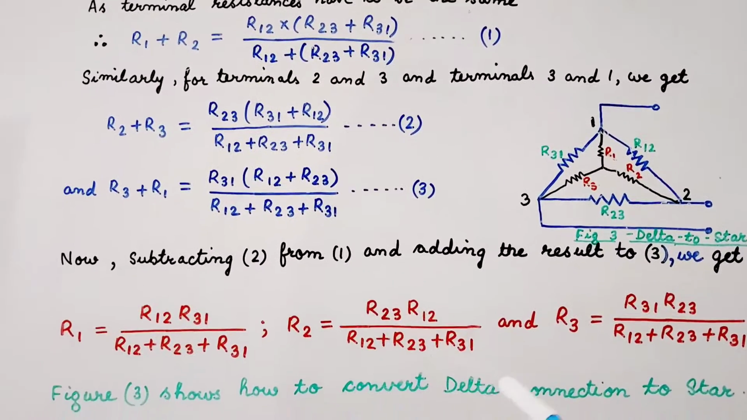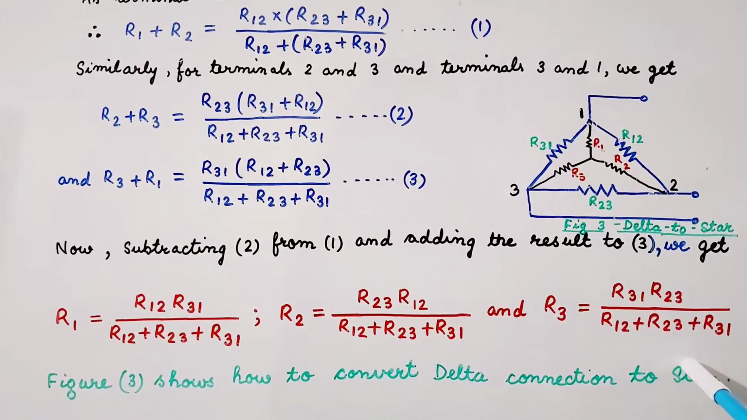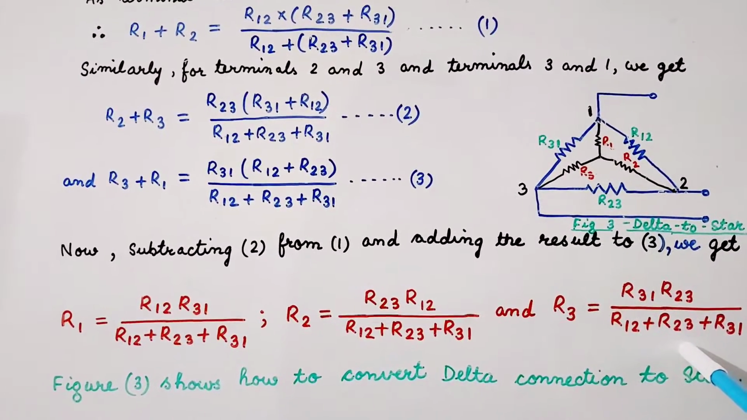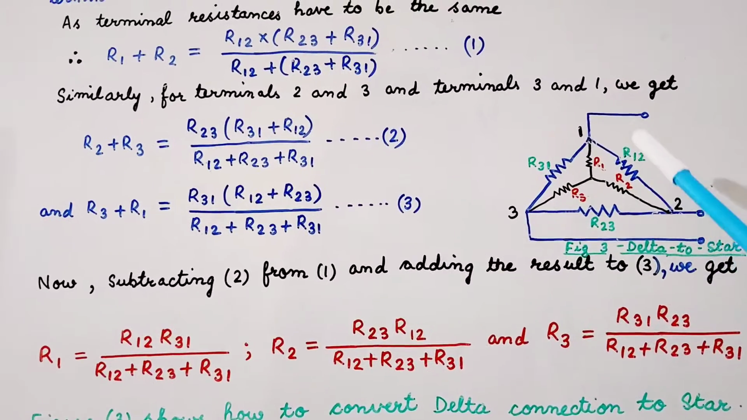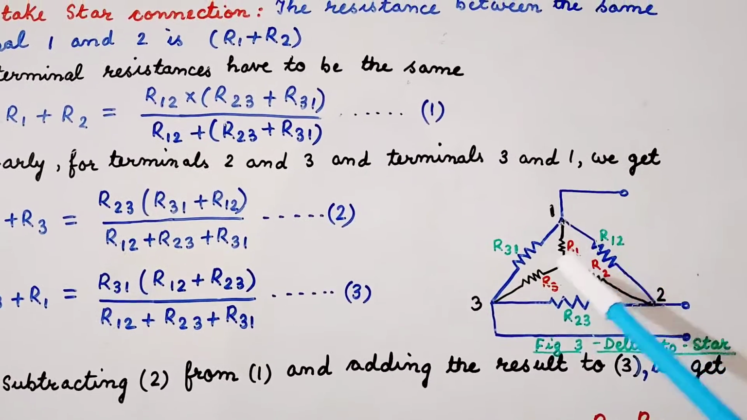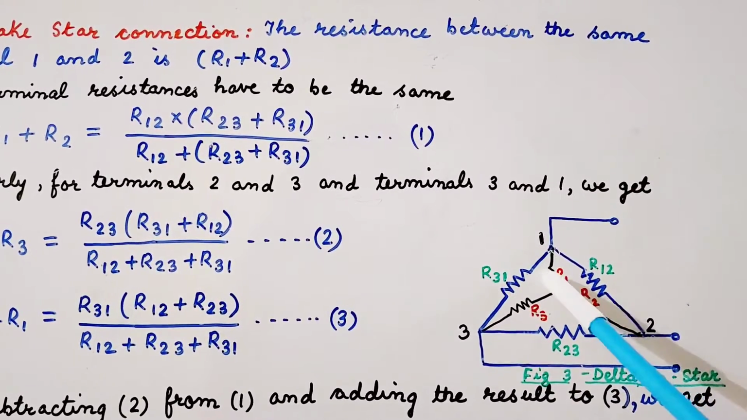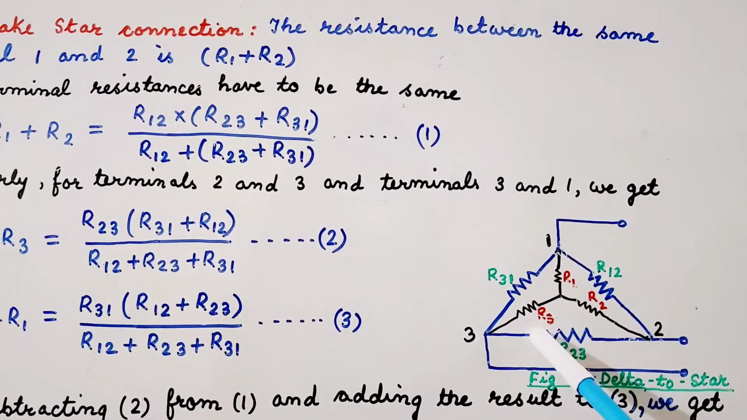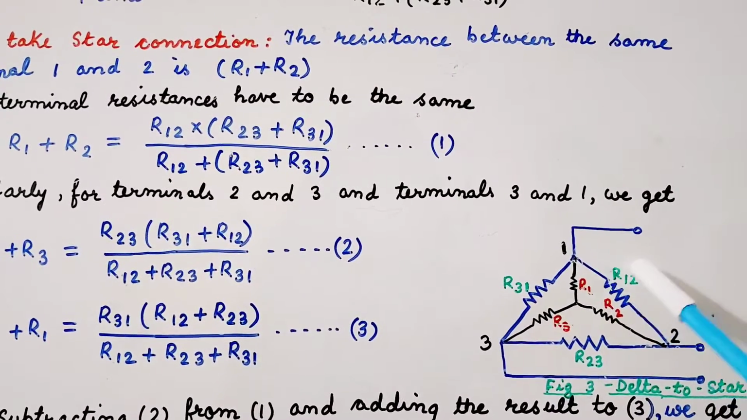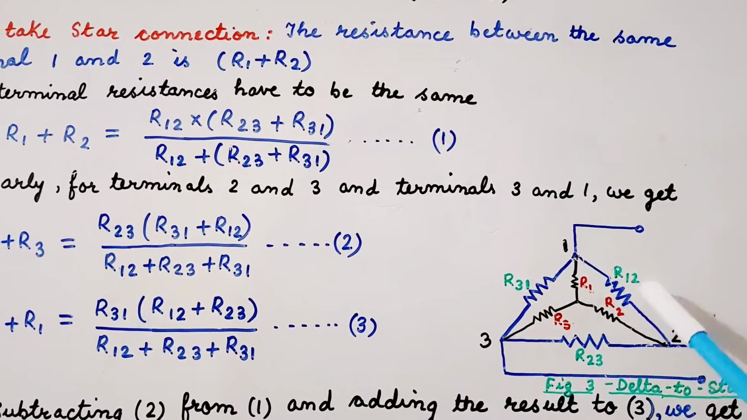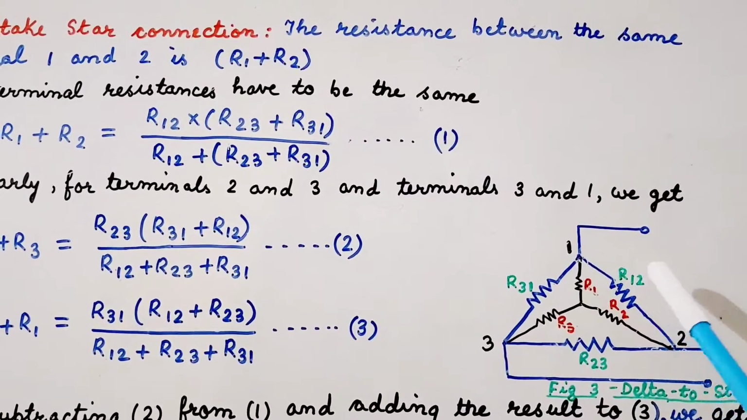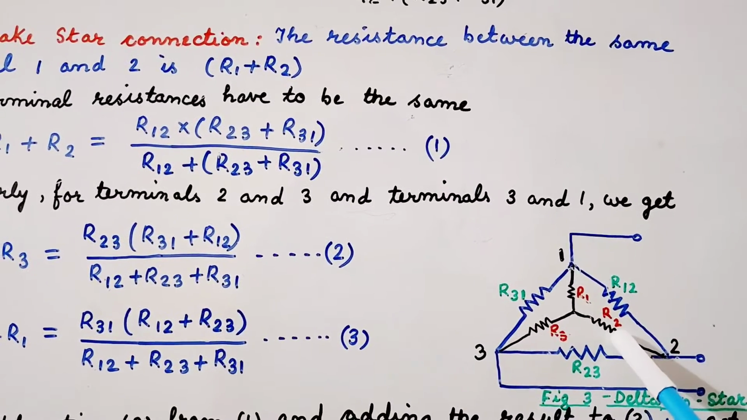And once we have obtained the values of the new resistances, which are the values of the resistances in star, now we will replace this delta by the new star connection having the resistances R1, R2 and R3 as calculated from these 3 formulas, and this delta connection will be removed from here because we have converted the delta to star.